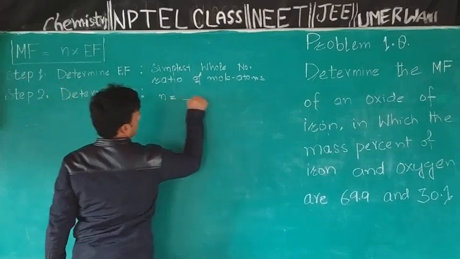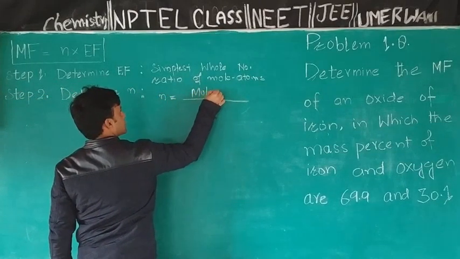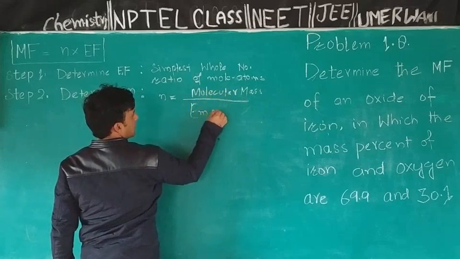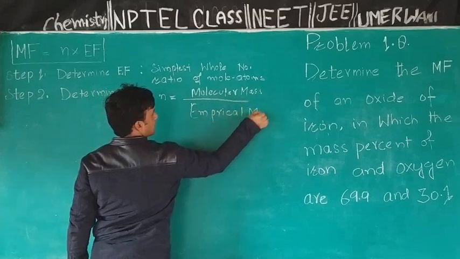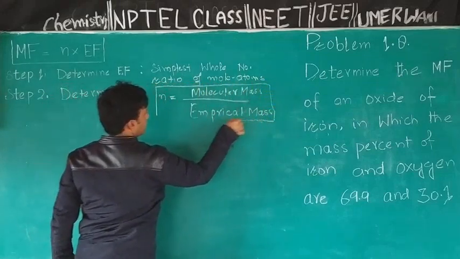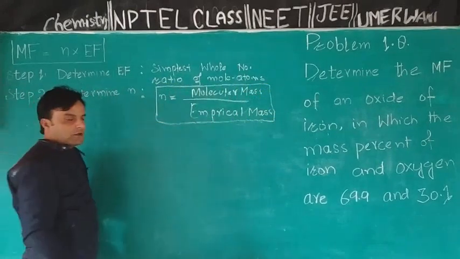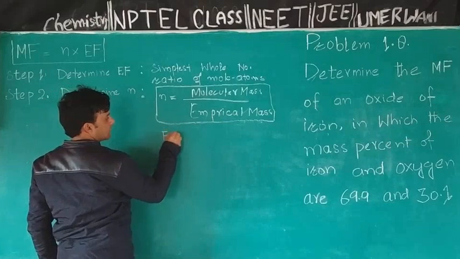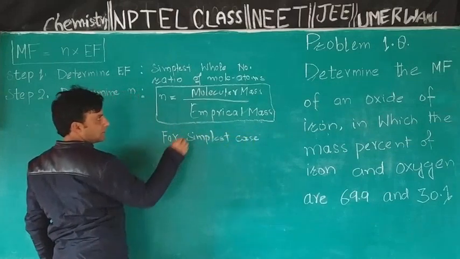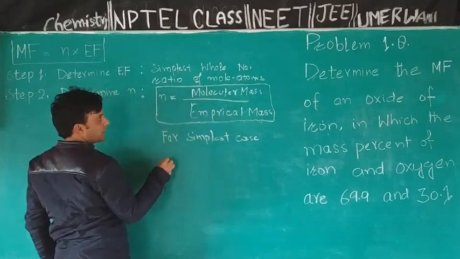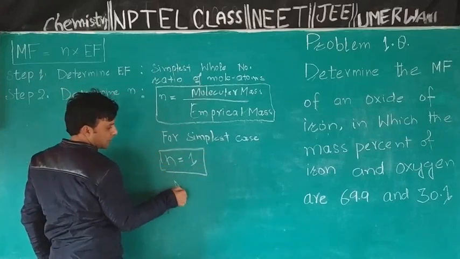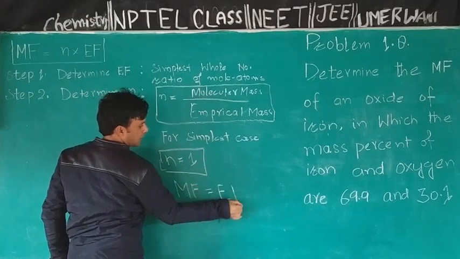Remember that n is equal to the ratio of molecular mass and empirical mass, or empirical formula mass. n is the common factor and n is equal to the ratio of the molecular mass of the compound and the empirical mass of the compound. For the simplest case, when molecular mass is equal to empirical mass, then n is equal to 1, and the molecular formula of the compound is equal to the empirical formula.